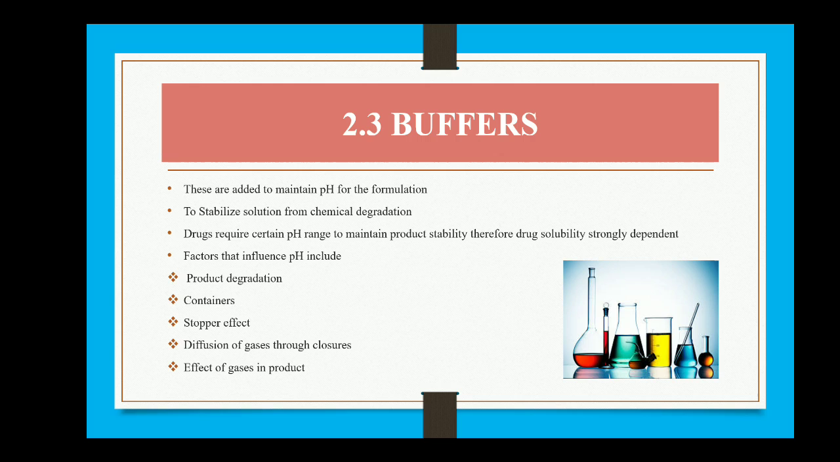Next important additive used in the preparation of parenteral products are buffers. These are added to maintain the pH of the formulation and to stabilize the solution from chemical degradation. Drugs require a certain pH range to maintain drug stability. Therefore, drug solubility is strongly pH dependent. And there are some factors that influence the pH, such as product degradation, containers, stopper effect, diffusion of gases through closures and effect of gases in the product.